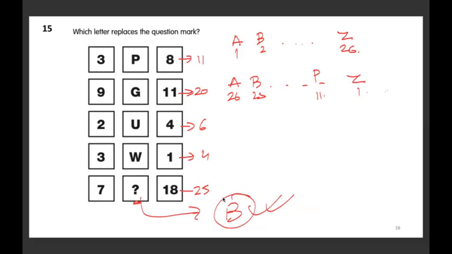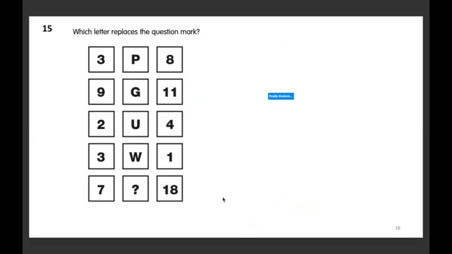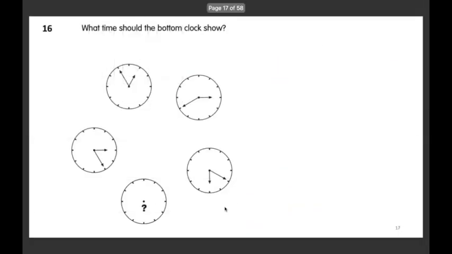Okay, we'll move to the next one. What time should the bottom clock show is what you have to find. Bottom clock, what time will come? So here, if you observe the hour hand position, from this position to this position, it is shifting by 2. Then from this position it is shifting to here, by 3.